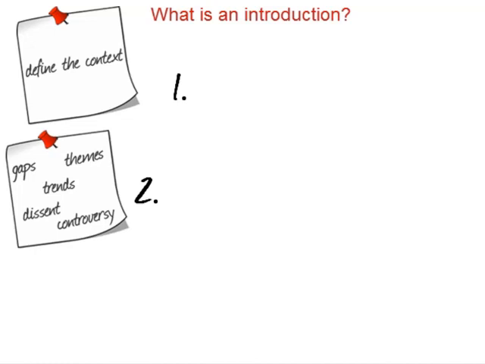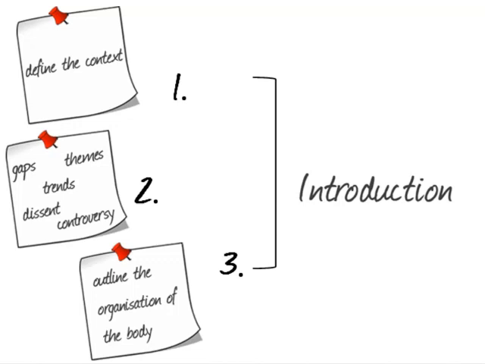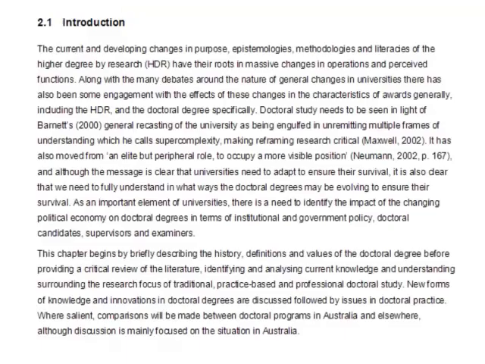Remember, you're just introducing the reader to the relevant literature. Also, don't forget to let the reader know some of the main areas you'll discuss in the body of the lit review. And you might also want to mention the scope, that is, what you will and what you won't cover. Here's an example of the introduction to a lit review.